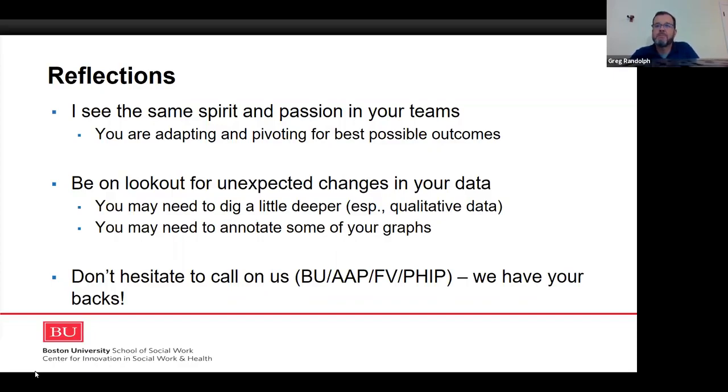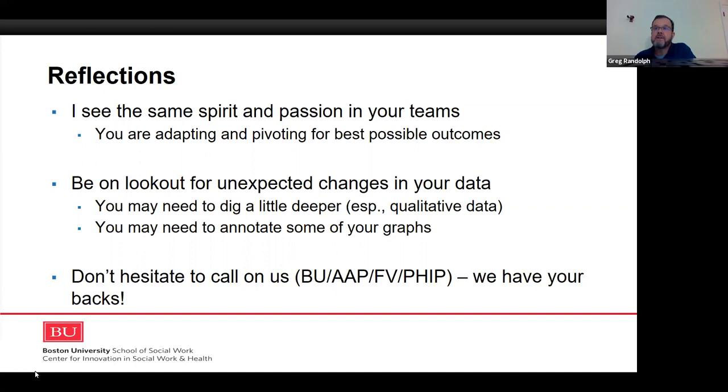I'm just so inspired by you guys dealing with so many challenges in your work life, in the families you're helping, the children you're helping. It's a very, very challenging time, but you guys are still adapting, pivoting, hanging in there. And it's very inspirational. And then just like in the New York City project, I would say we probably will see some unexpected changes in our data. You guys are going to be looking at that soon. So be on the lookout for that.